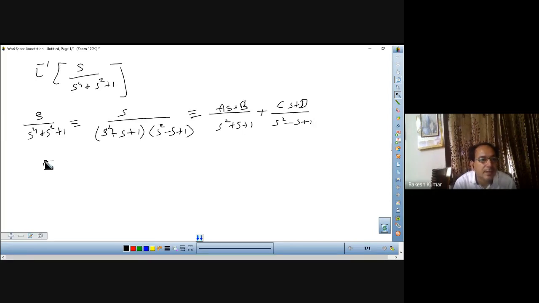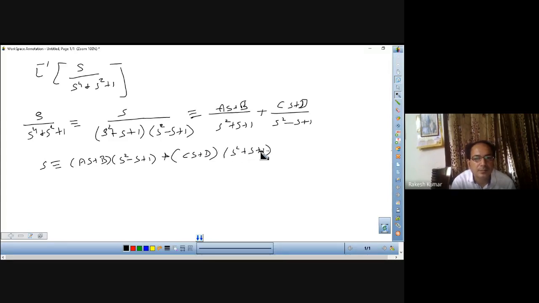On multiplying, we shall get s is equivalent to (as + b) into (s square minus s plus 1) plus (cs + d) into (s square plus s plus 1).